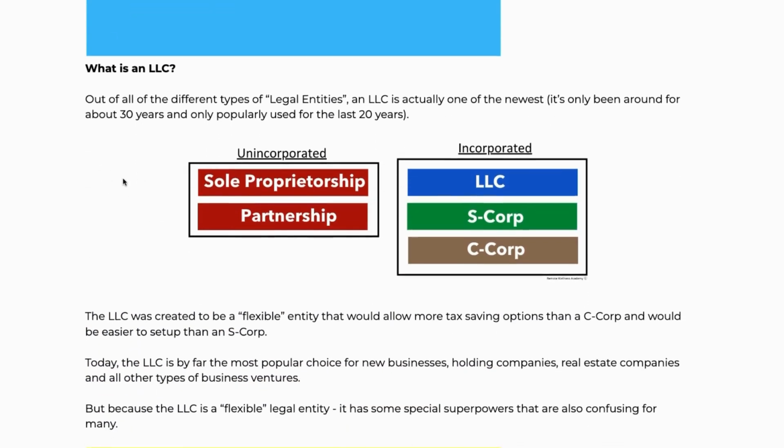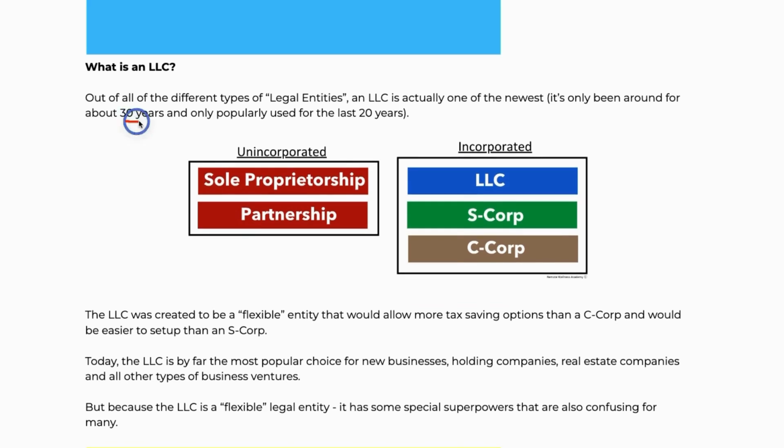It's only been around in the United States for about 30 years and really only popularly used in the last 20 years. So initially there was only a C Corp, okay? And then they started developing something called an S Corp, okay? And again, we're not going to talk about it in this training, but there are different reasons for a C Corp and different reasons for an S Corp. And then the most recent, newest type of legal entity, the newest type of corporation, was an LLC, okay?